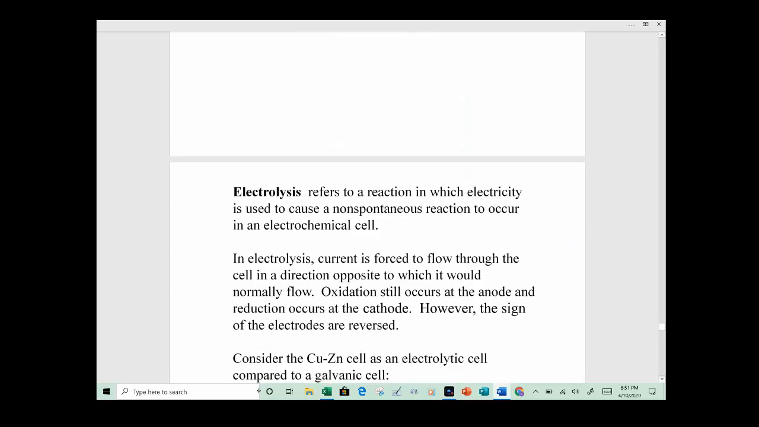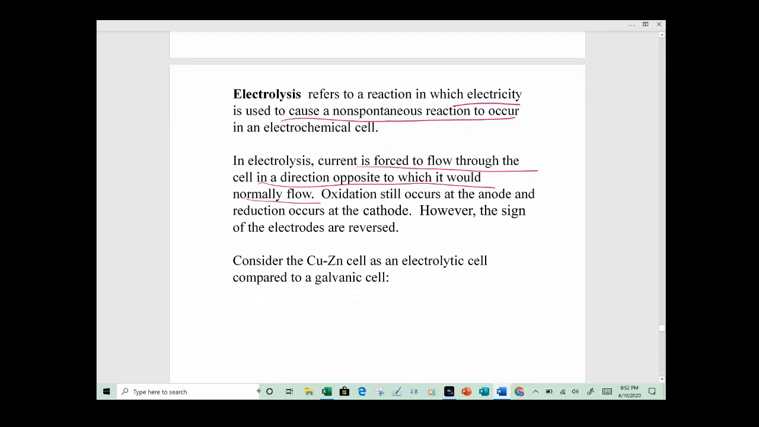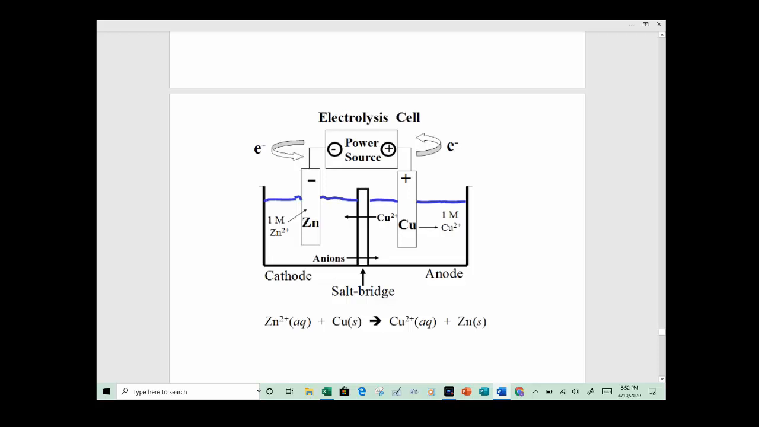Electrolysis. It's a galvanic cell operating in reverse. It's a reaction in which we pump electricity into a cell to make a non-spontaneous reaction occur. Current is forced to flow through the cell in the opposite direction to the one it would normally flow. And that usually causes something to plate out on top of something else. Here's a schematic for an electrolysis cell setup.